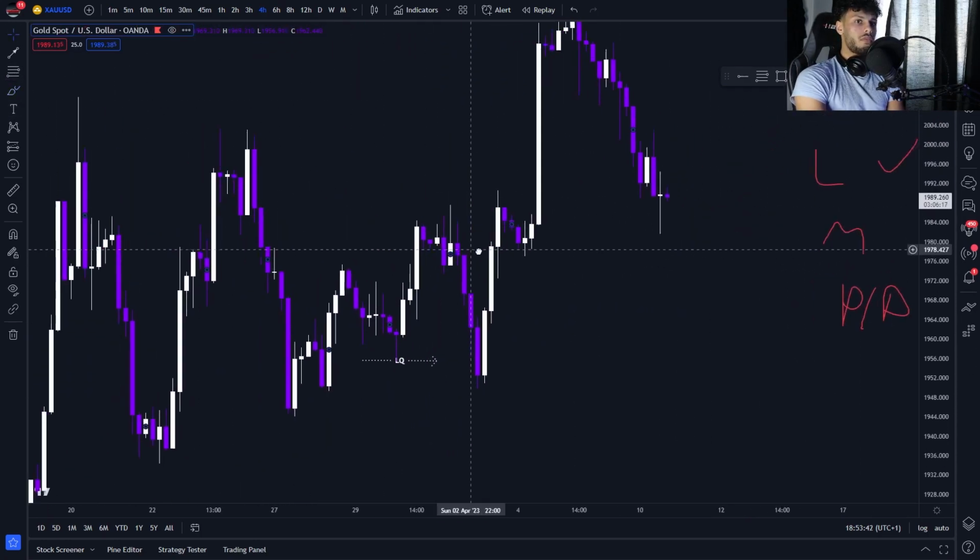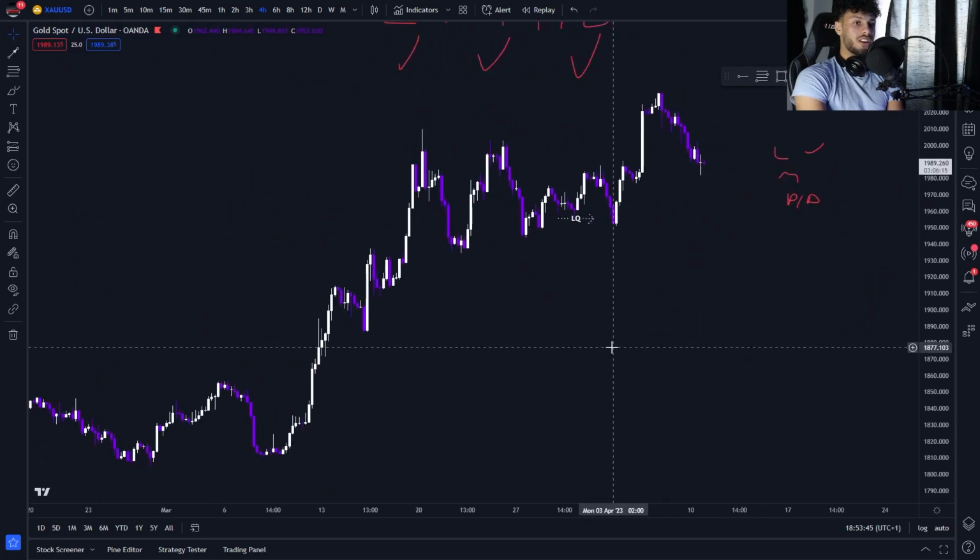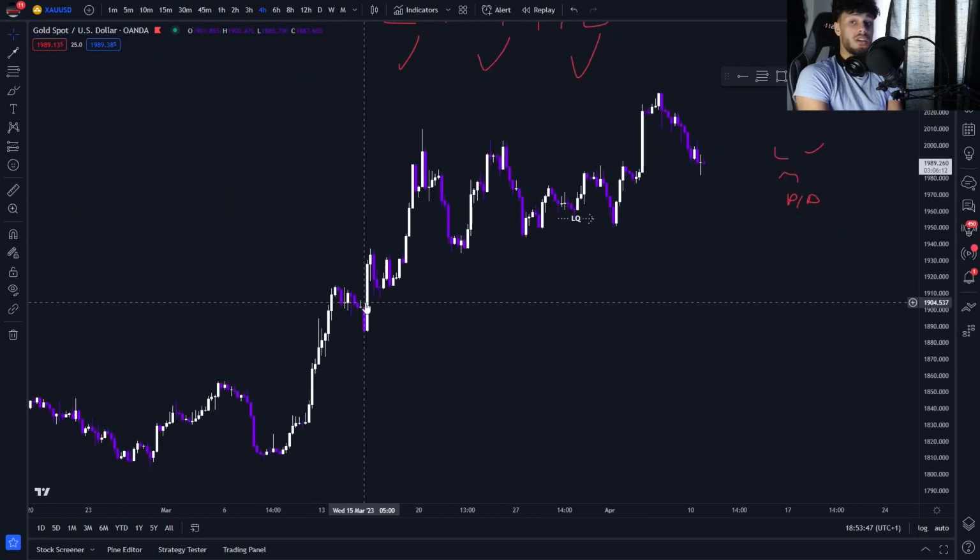Now, I then look at market structure. Are we in line with market structure? Well, yes, the market structure is very clear. It's bullish, and I'm looking for a buy setup.